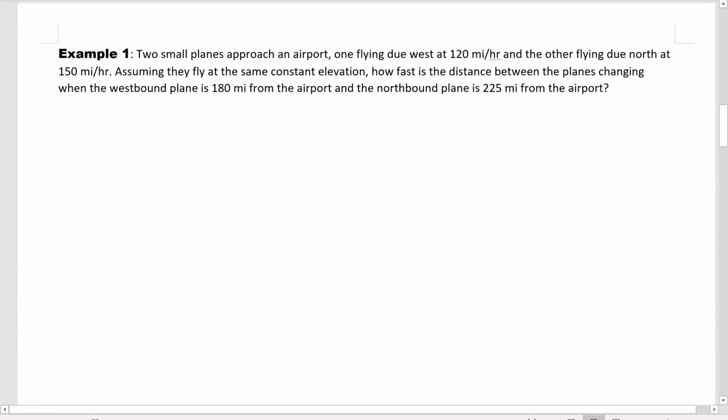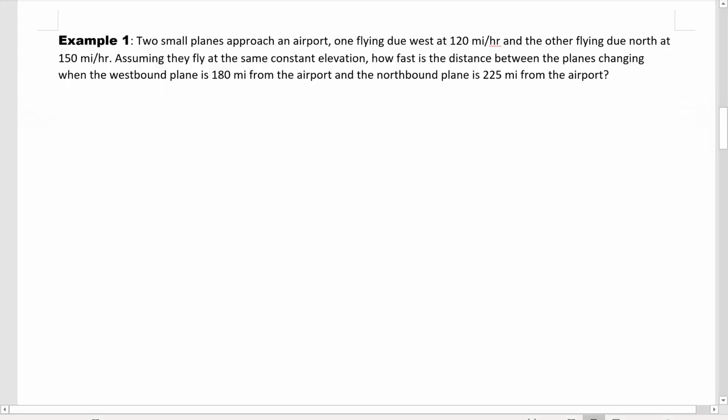Next, let's start to work on example 1. Okay? 2 small planes approach an airport. One is flying due west at 120 miles per hour, and the other is flying due north at 150 miles per hour, assuming they fly at the same constant elevation. How fast is the distance between the planes changing when the westbound plane is 180 miles from the airport and the northbound plane is 225 miles from the airport?